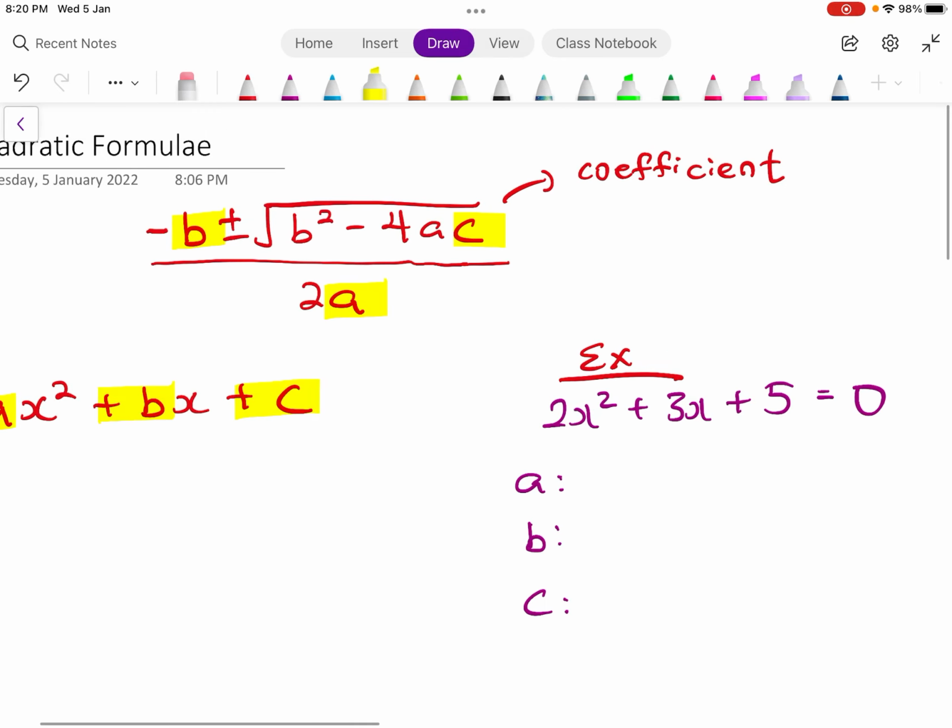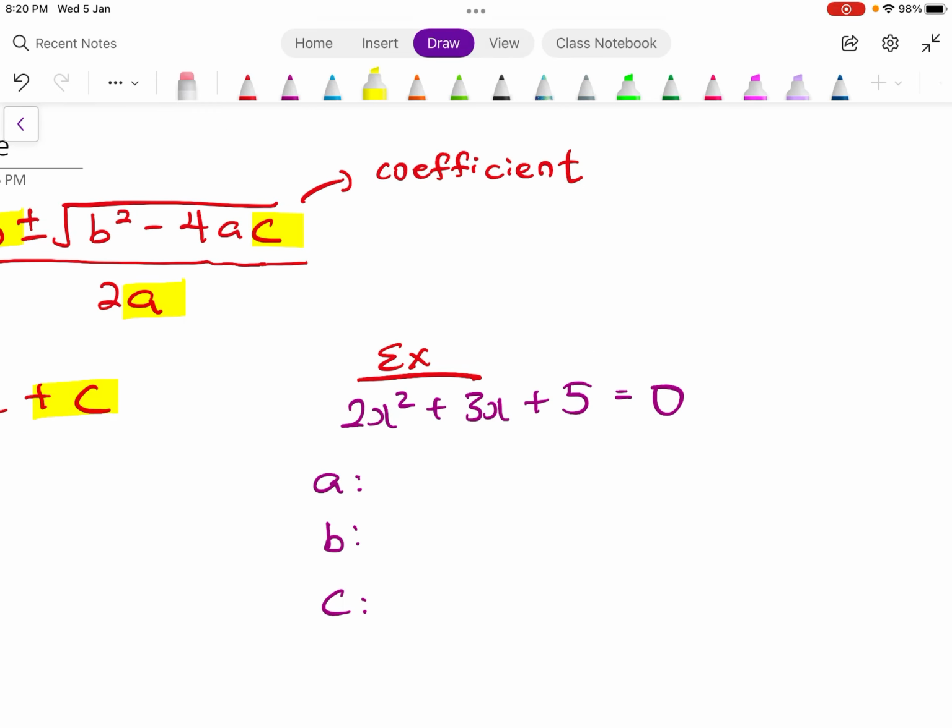Let me give you one example. We have 2x squared plus 3x plus 5 equal to 0. What are the coefficients a, b, c respectively? Very simple. First thing first, I look at a. a is the coefficient of x squared, so just get a 2. Then after that, b is 3.